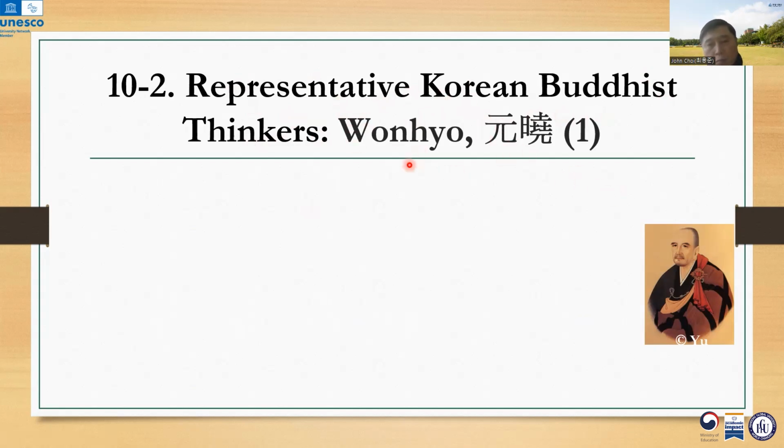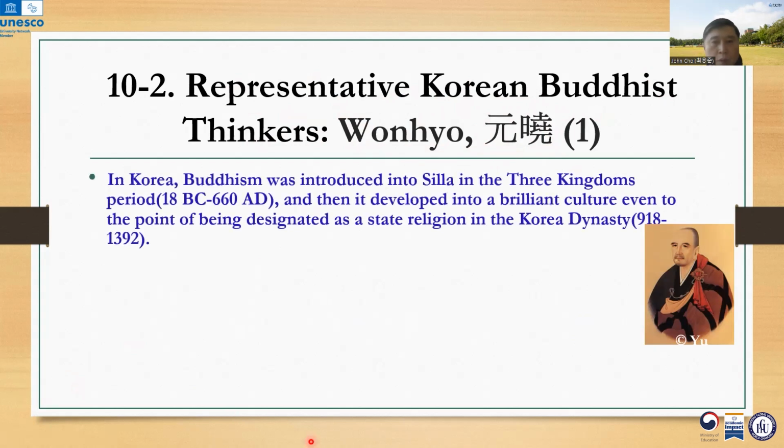The first monk I want to discuss is Wonhyo. In Chinese, we write his name like this, and we pronounce it in Korean as Wonhyo. So who is he? Well, let me explain first. In Korea, Buddhism was introduced into Shilla, one of the three kingdoms. In the Three Kingdoms period, it was mainly in the southeastern part of the Korean peninsula.